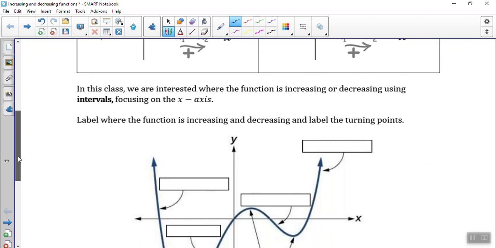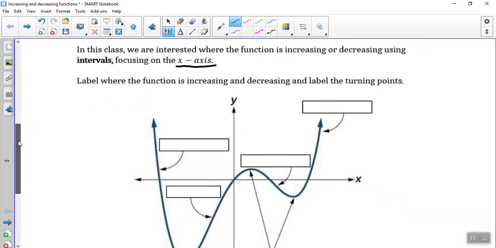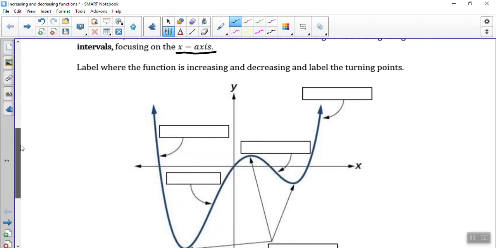okay? And then in this class, we're interested in where the function is increasing using intervals, which we just talked about. If we want to talk about where the function is increasing or decreasing, we just give the first and last number on the x-axis. I can't emphasize this enough. Only on the x-axis, okay? And then we'll get some examples coming up.